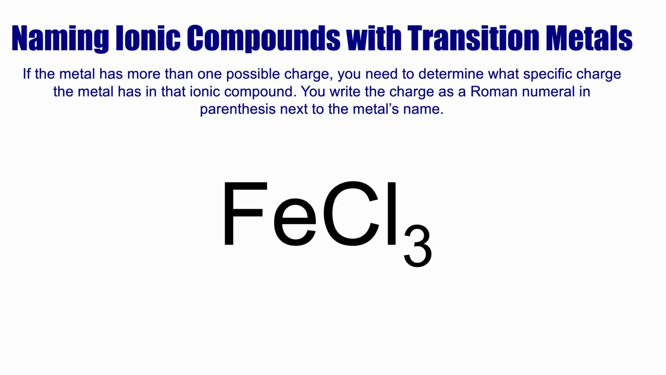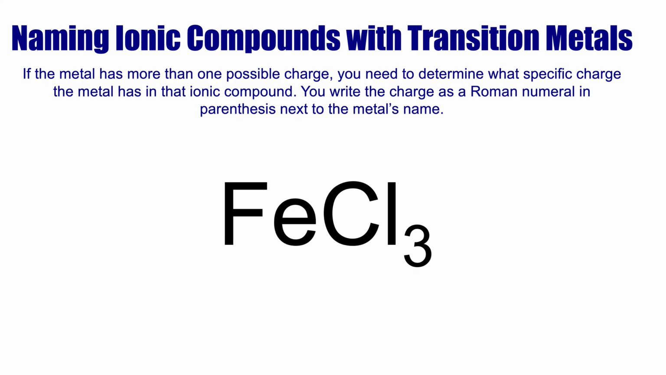All right, going from the name to the formula really isn't the difficult part. The difficult part is going from a formula to a name. Now you have these different metals that can take on more than one possible charge. So if there is a metal in the ionic compound and it can take on more than one possible charge, now you need to indicate which specific charge it is taking in that compound.